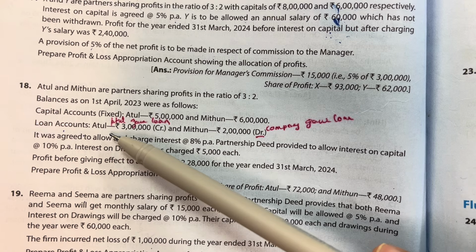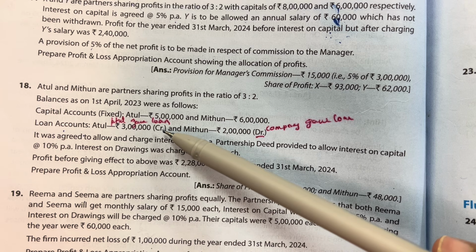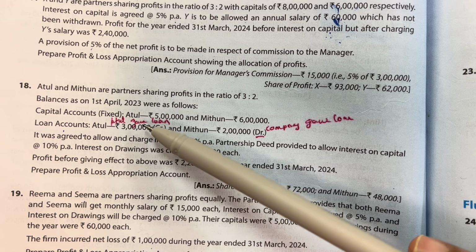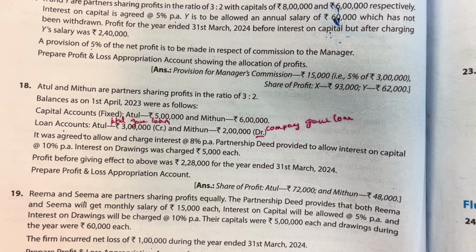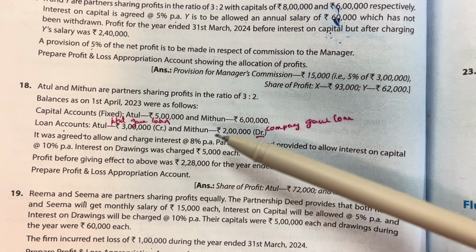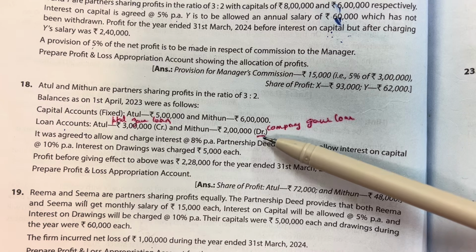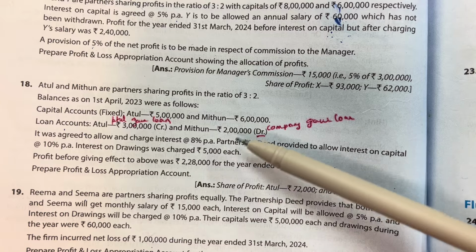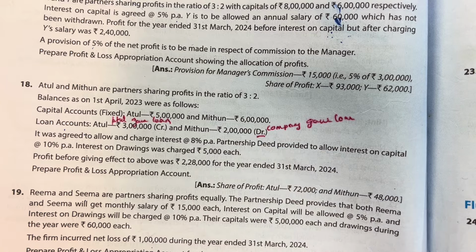Loan account: Atul is 3 lakhs credit. It means that Atul has given a loan to the firm, since it's a credit amount. Credit amount is a liability to the firm. And for Mithun, it is 2 lakhs debit. This is an asset to the firm. Debit amount is an asset to the firm. It means that the firm has given a loan to Mithun.